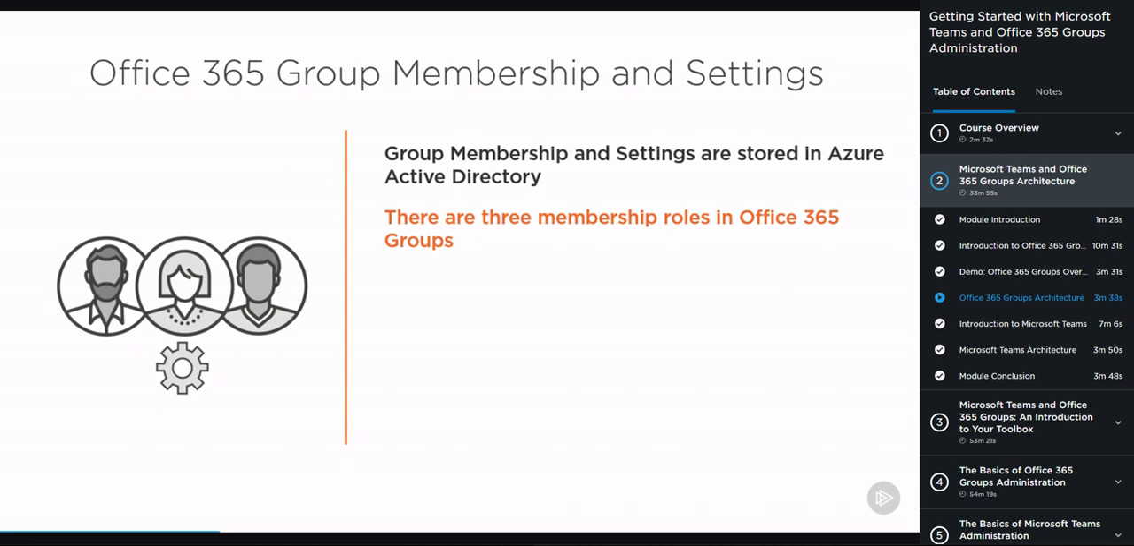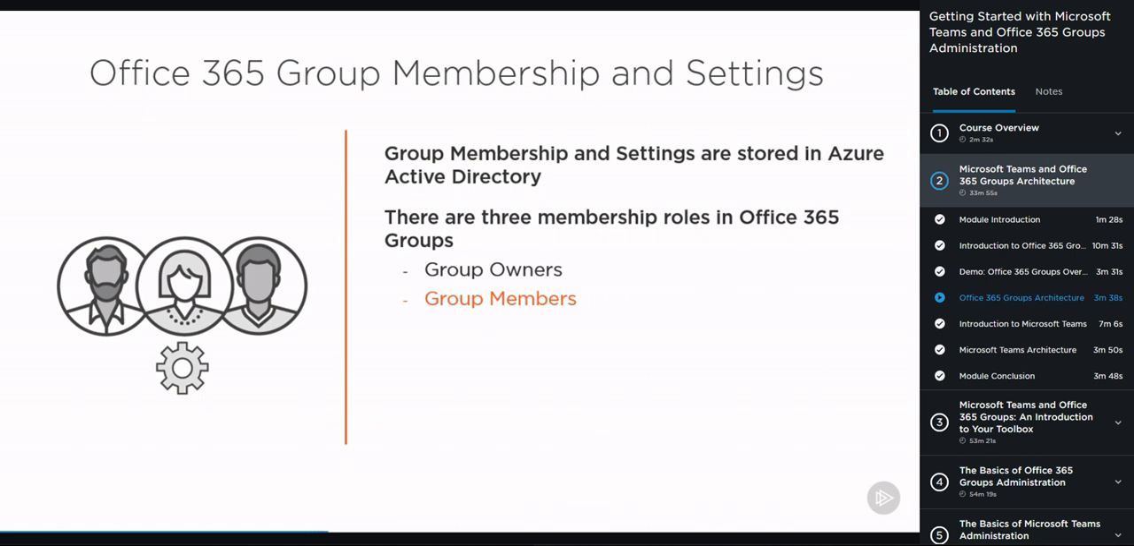We then have members. Members can access everything in the group, but cannot change group settings or things like that. And then we have guests. Group guests are members who are from outside the organization. By default, group members can invite guests to join your group. However, you can control that setting, and of course, we'll cover it later in this course.